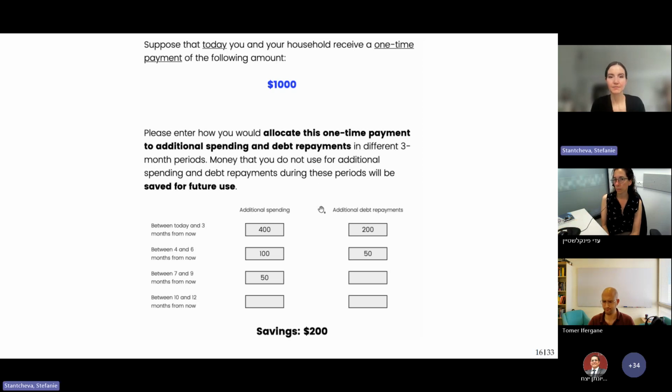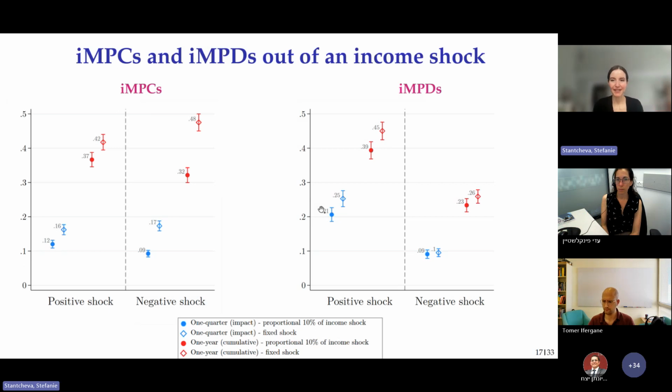Okay, so let me dive into some results now. First, on the intertemporal marginal propensities to consume and intertemporal marginal propensities to deleverage out of an income shock. So how to read this figure here? In the left panel, we have the estimates of the MPCs. And on the right panel, we have the estimates of the MPDs. And each panel is split further into positive shocks on the left and negative shocks or unexpected expenses on the right.